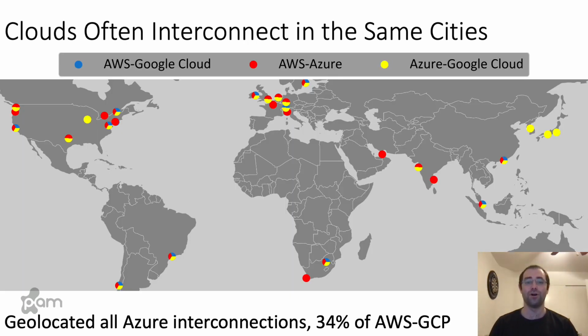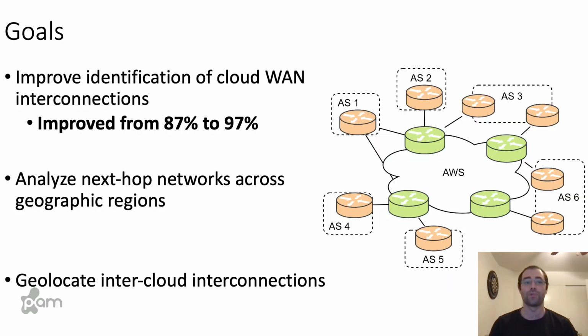And here I've plotted all of the interconnections we could geolocate. The takeaway here is that the clouds appear to interconnect with each other all over the world, and often all 3 clouds will interconnect with each other in the same cities. I should note that while we could geolocate all of the interconnections between AWS and Azure, and between Azure and Google Cloud, we could only geolocate 34% of the interconnections between AWS and Google Cloud. Most of those interconnection addresses did not share a common successor with an IXP.